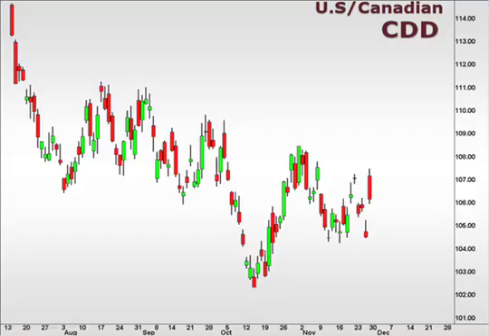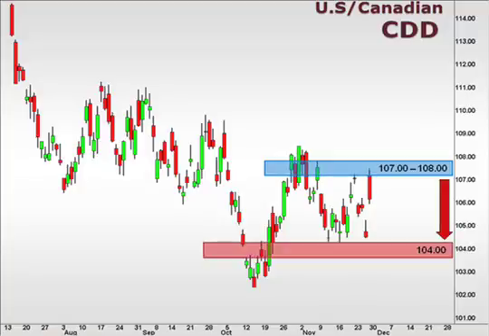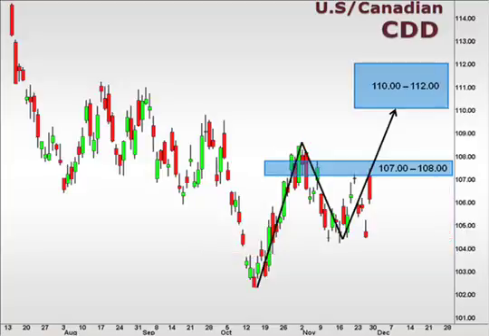Well, the CDD ended the week with a retest of our 107-108 focal zone. Now, Friday's close showed clear signs of apprehension, giving back a significant amount of ground. The 104 level continues to be an important support. Having been tested again this week, we could very well see another play down into that range. An extended move beyond 108 should test this 110-112 box.